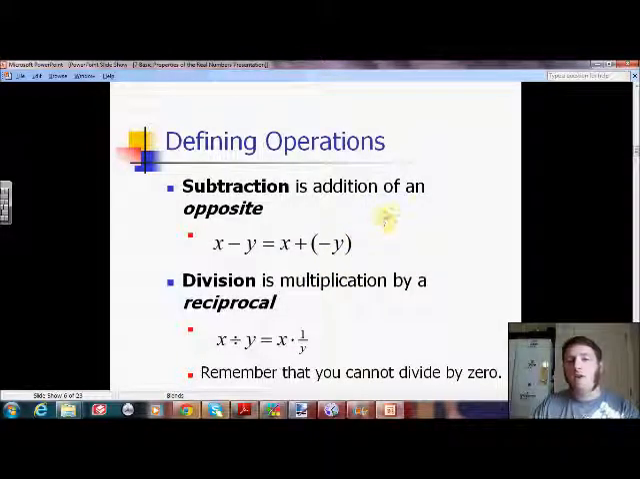A couple other things. These aren't exactly properties, but they help some of these properties we've got coming up make sense. Subtraction's kind of made up. You learn subtraction in second grade because they don't feel like you're ready for negative numbers yet. So for purposes of this class, I need you to remember that when you say something like x minus y, you really mean x plus the opposite of y. Subtraction is actually an addition of an opposite.